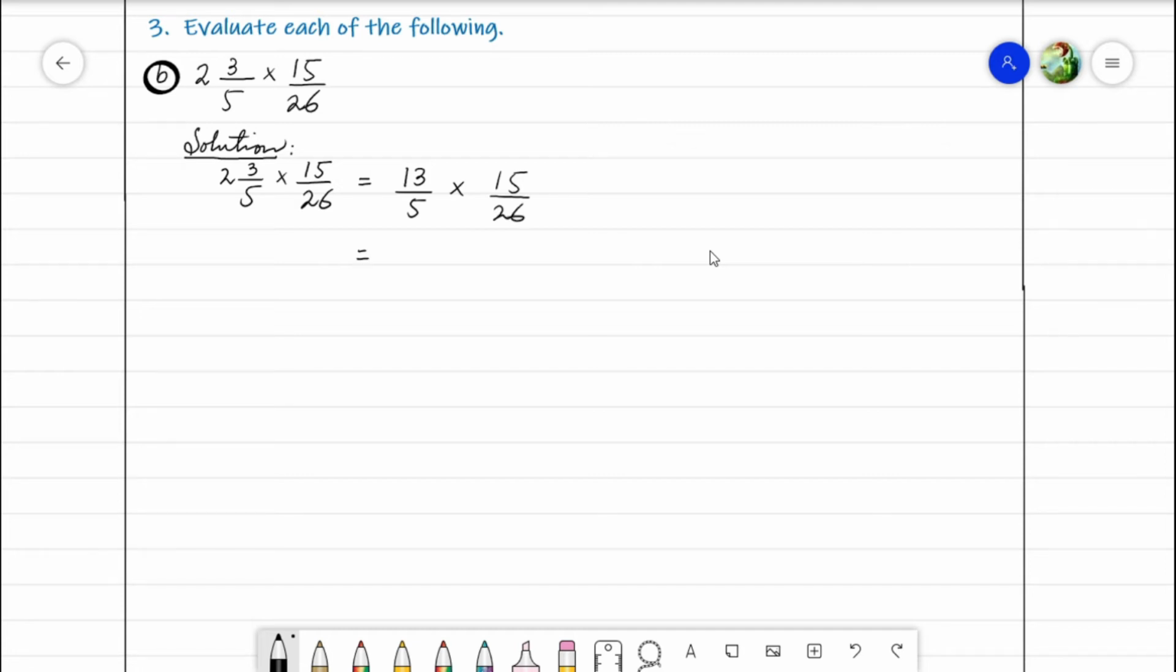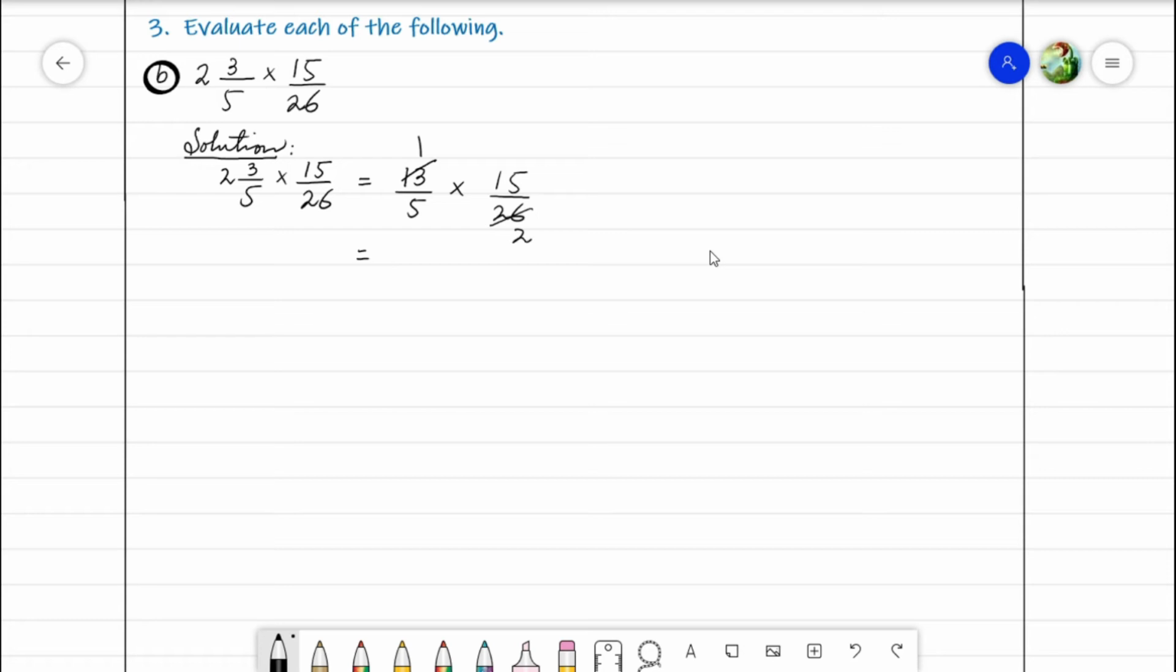So now what will you do? This 13, first you will check this 13 with 5. Is this simplifying or not? No, because there is no common factor between 13 and 5. Now I will check this 13 with 26, which is in the denominator. You can see that yes, 13 1s are 13 and 13 2s are 26. So I will cut this 13 by 26.